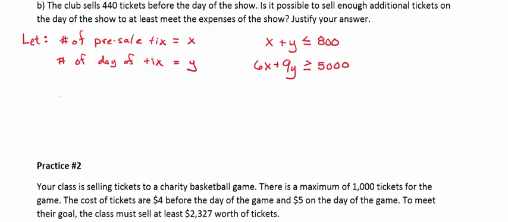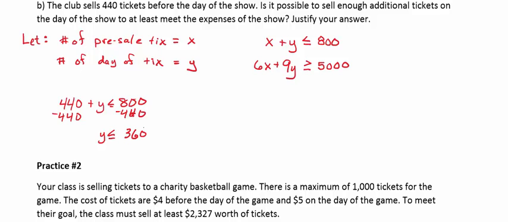Let's find our maximum number of tickets that we could sell here, first of all, on the day of. So if I were to put in 440 for x pre-sale tickets, and it should be less than or equal to 800, if I subtract the 440, what this will do is give us y is less than or equal to 360.